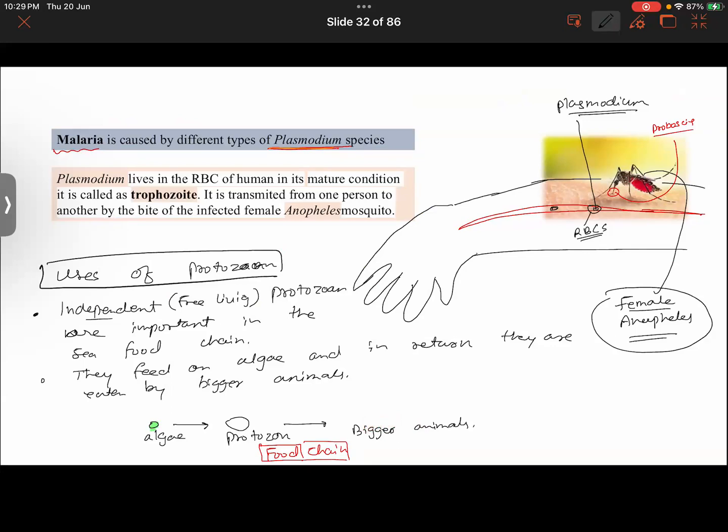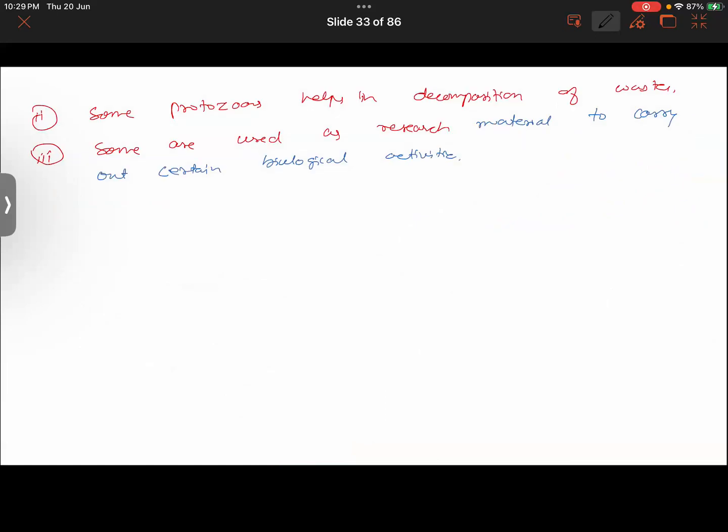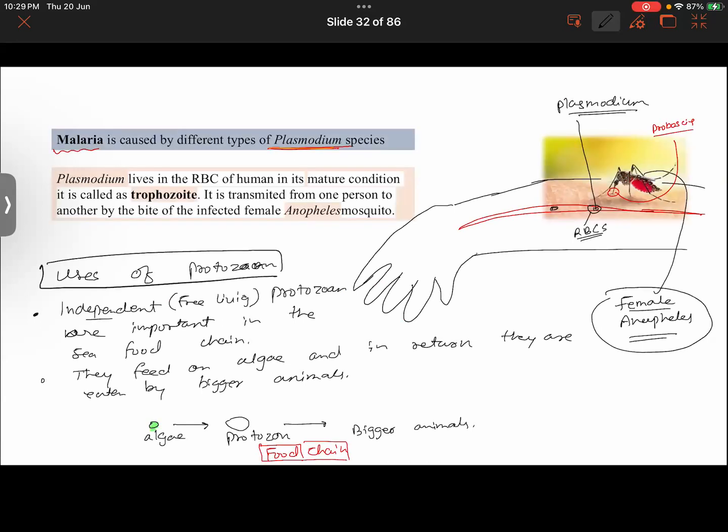Some would be helping in the degradation of waste materials, right? So thereby they would be helpful in keeping the environment clean. Some of them would be used as research material to carry out certain biological activities. So those are the uses of protozoa, and we also learned what the harms caused by protozoa are. So hope you guys have understood it so far.